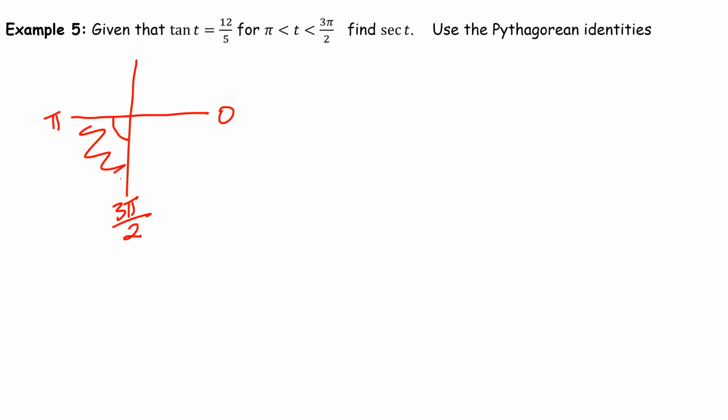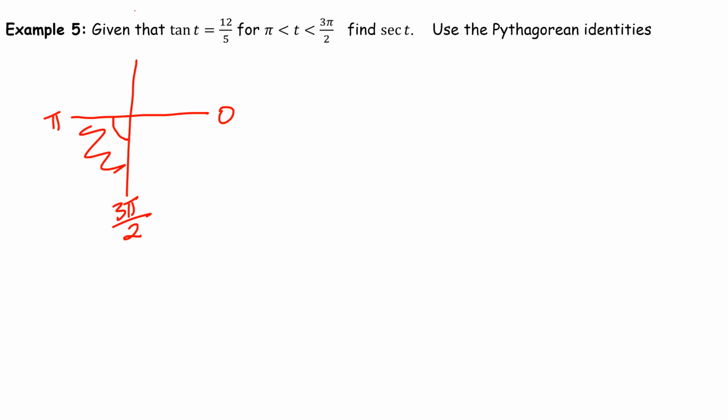So we just have to remember that when we find secant t, we're finding the reciprocal of cosine, and it will be negative because cosine is negative in the third quadrant. So that's why they're telling us that t is between pi and 3 pi over 2, is to tell us what quadrant we're in, so we'll know what sign we should put on our answer.